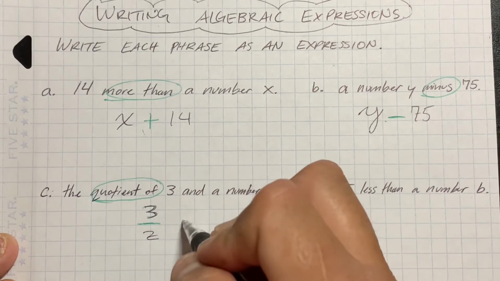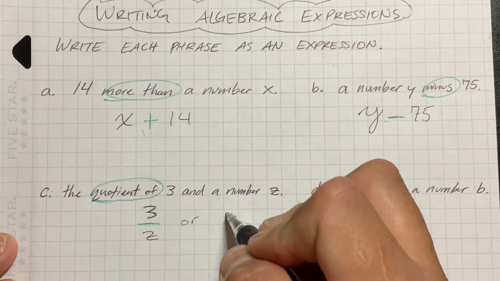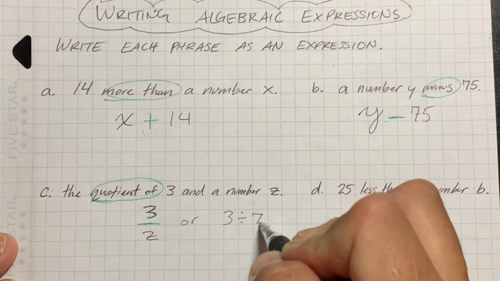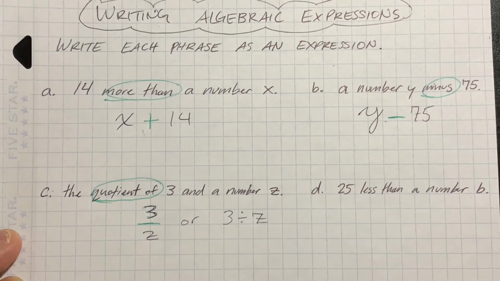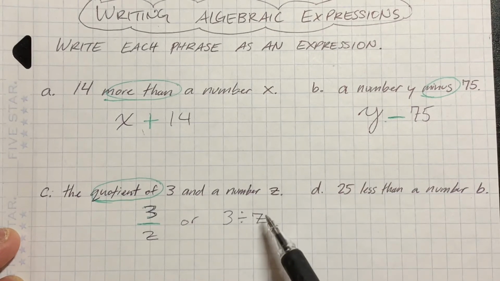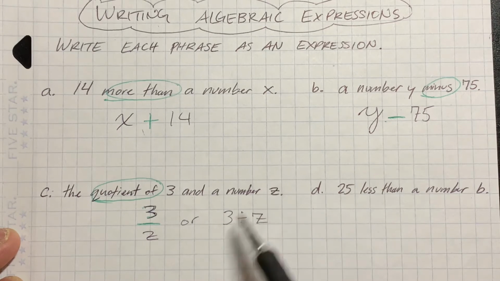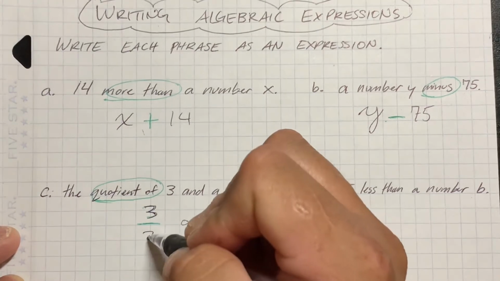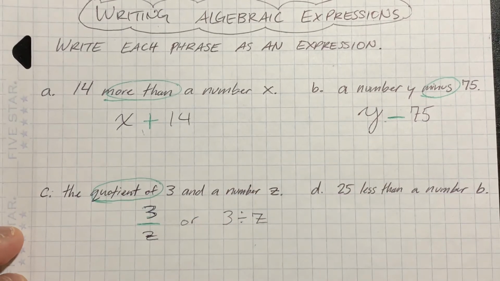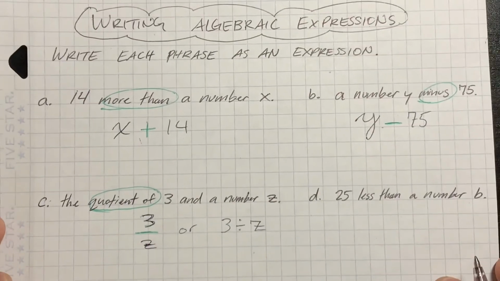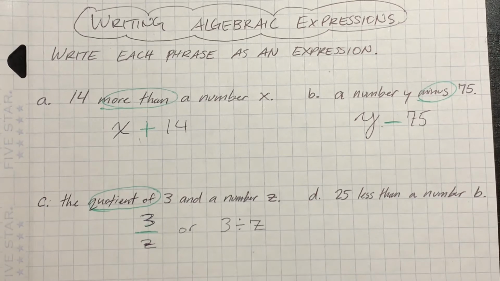Or you can say a quotient of 3 and a number Z. Whatever the number Z is, that's what we mean by a number Z. Z is a variable for an unknown value. This is not a 2, that's a Z. And lastly, for D, 25 less than a number B.